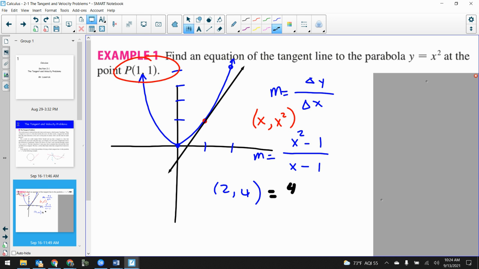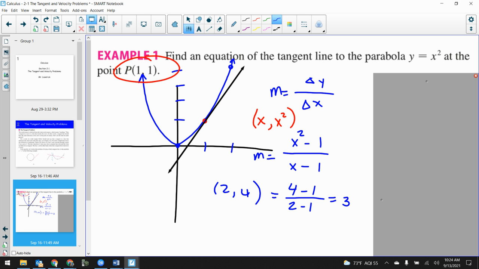That would be 4. This would be 4 minus 1 over 2 minus 1. x squared is 4, minus 1, over 2 minus 1, because it'd be y2 minus y1 over x2 minus x1. So in this case, 3. My slope is 3. But is that the correct slope that I want for this line? No, I need it to be just a little bit more shallow, right?